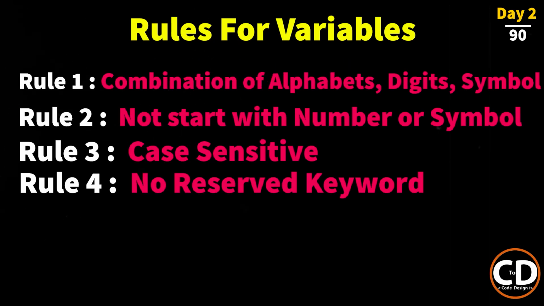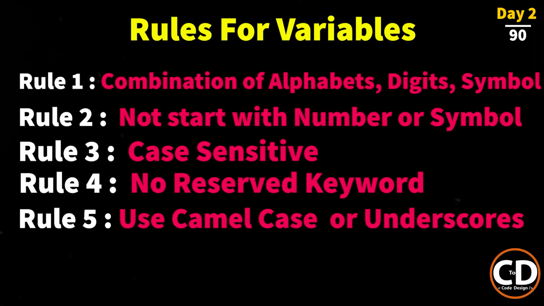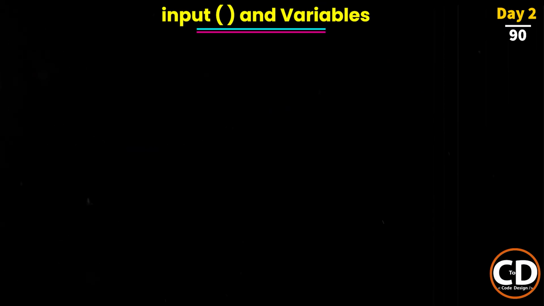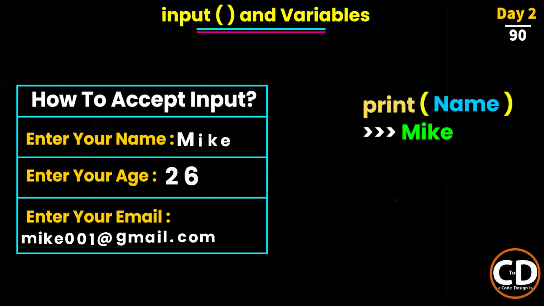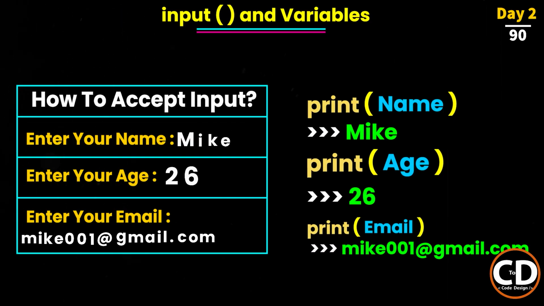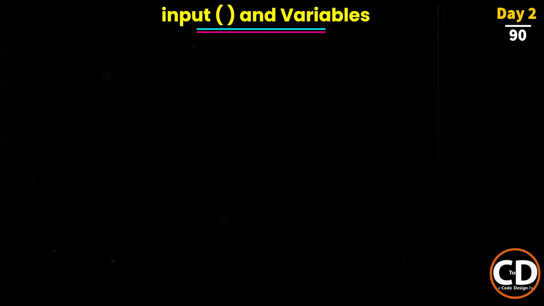So, those are the key rules to remember when you're naming your variables. And that's a wrap. Congratulations! You now have a solid understanding of the input function and variables in Python. The input function lets you make your programs interactive, and variables give you the power to store and manipulate data. By combining these two concepts, you're on your way to creating much more dynamic and interesting applications.